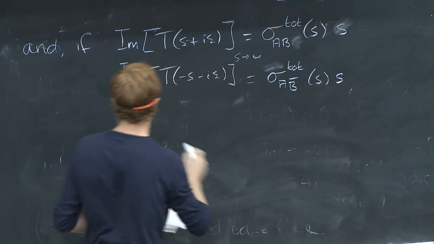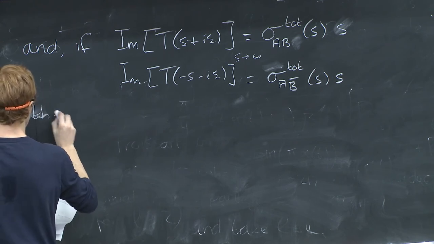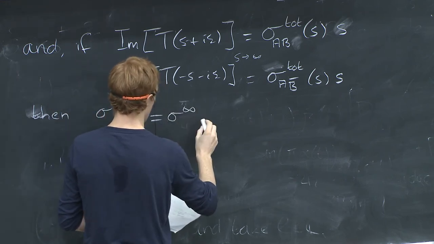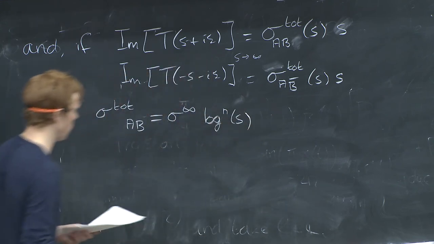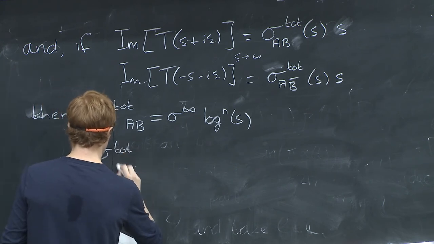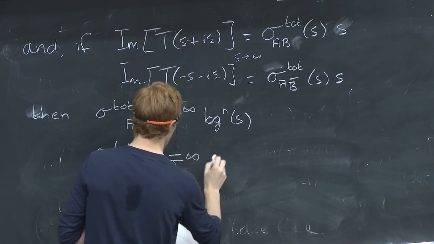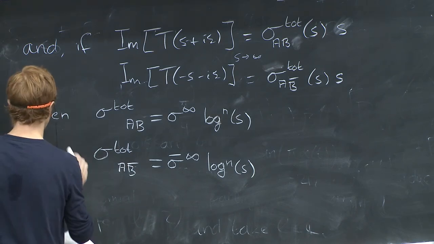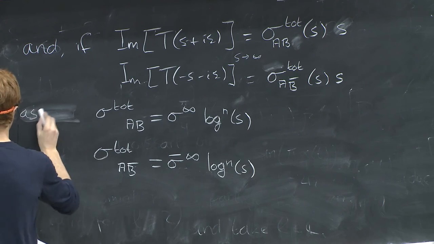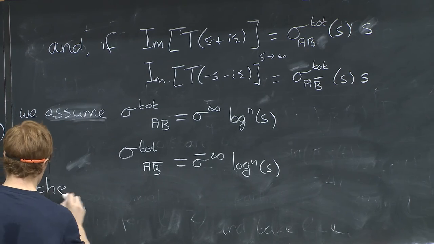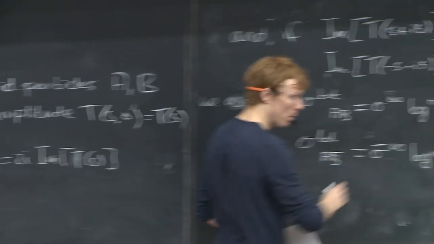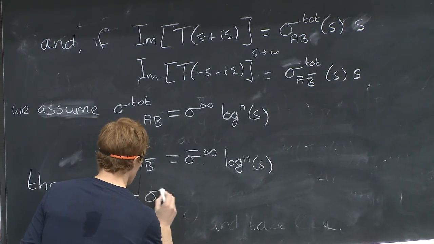Then I'm going to assume that my cross sections behave like sigma, some constant sigma infinity times log to the n of s, where n can be 0, 1, or 2, and sigma AB bar equally behaves like some sigma bar infinity log to the n of s. Then Pomeranchuk gives you some bit of information. So you have the total cross section of AB scattering to anything, and AB bar scattering to anything. And what Pomeranchuk says is that these two asymptotic limits have to be the same. Sigma infinity equals sigma bar infinity.